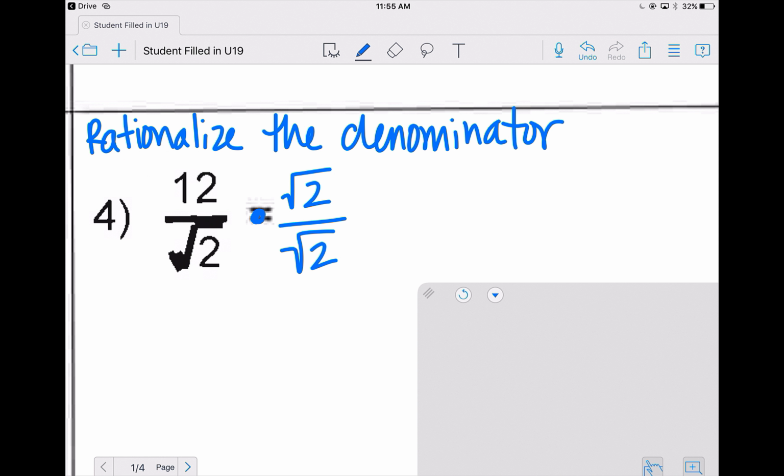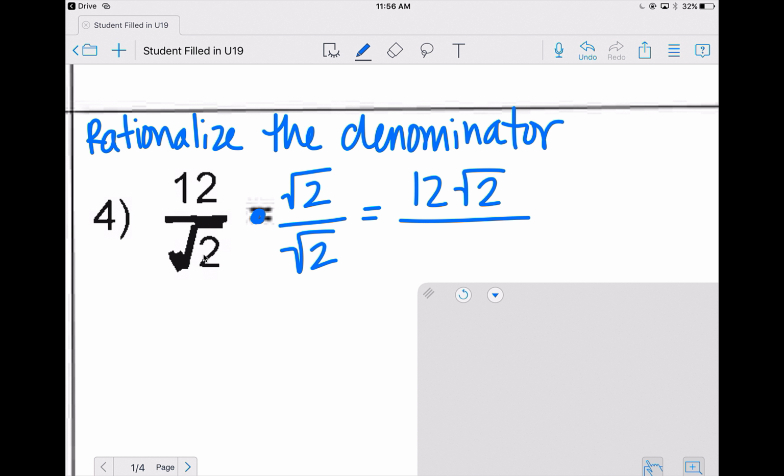So on the top, when we talk about multiplying yesterday, or whenever you watched topic 19.5 or learned about it, outside stays outside, inside stays inside. So 12 times the square root of 2 is 12 square roots of 2, because 12 is on the outside and the square root of 2 is on the inside.